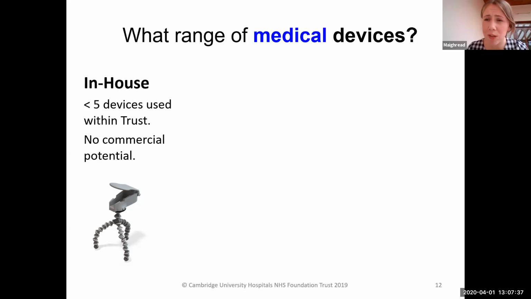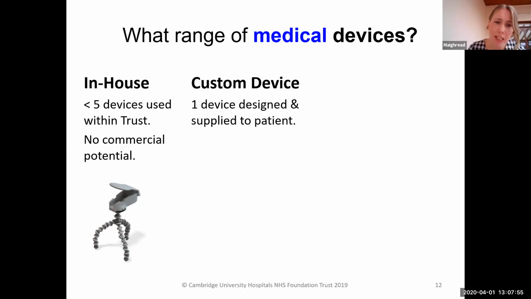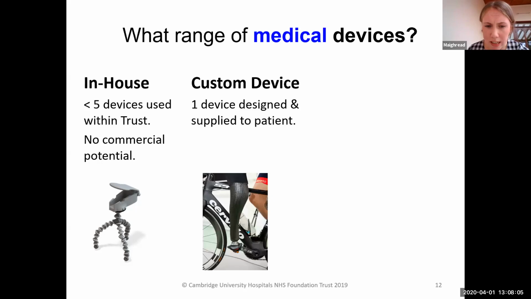There are currently 2 of those devices, and they're available in the medical device library, and clinicians can request them as and when there's a patient that requires one. The second one is a custom device. This is where a specific device is designed and manufactured with a specific patient in mind. An example is a prosthetic end terminal device that was designed and manufactured for a specific patient from the prosthetics department.